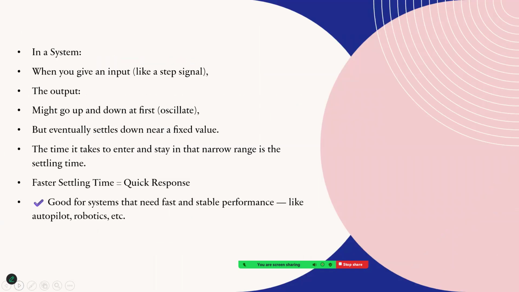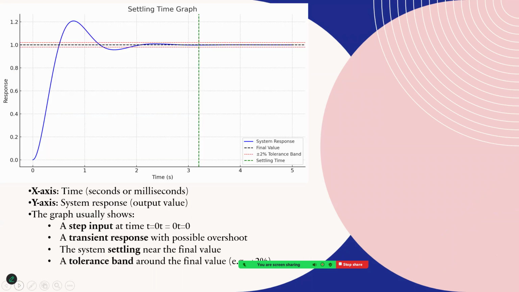When you give an input, it might go up and down at first, but eventually settles down near a fixed value. The time it takes to enter and stay in that narrow range is known as the settling time. The faster the settling time, the quicker the system's response. Here we can see the graph of settling time.